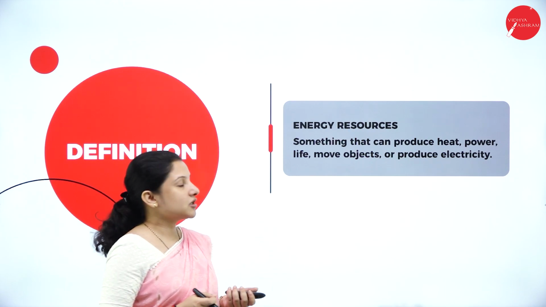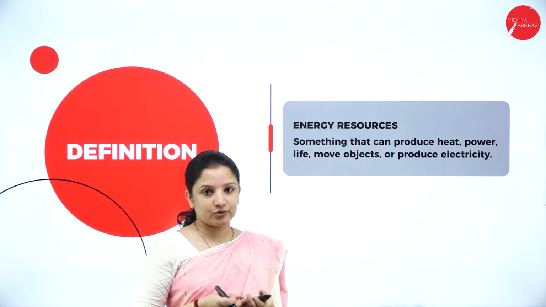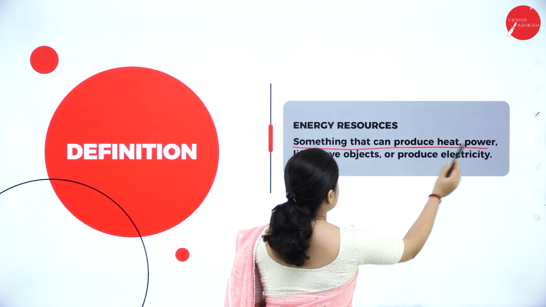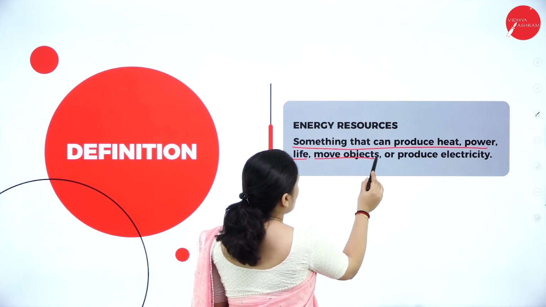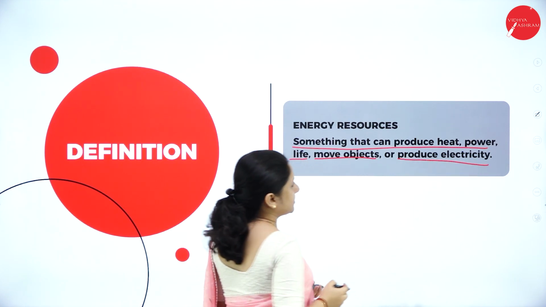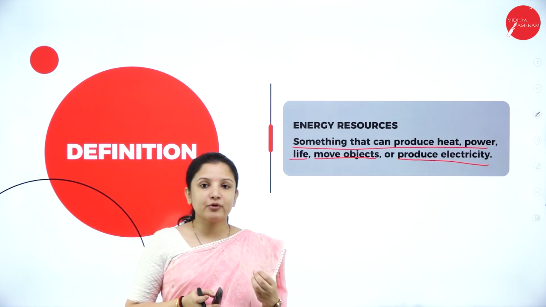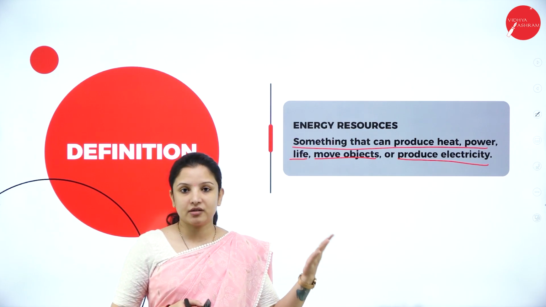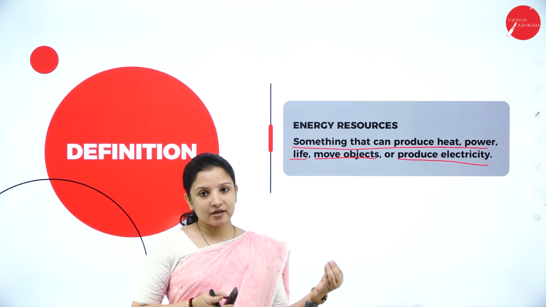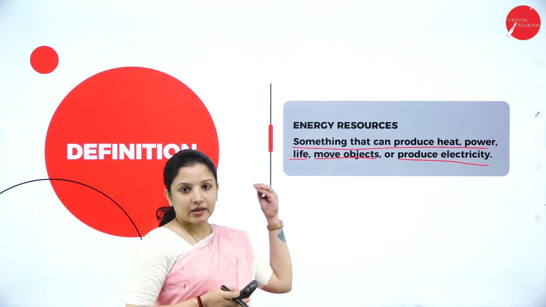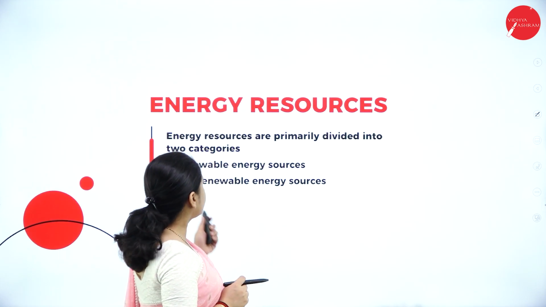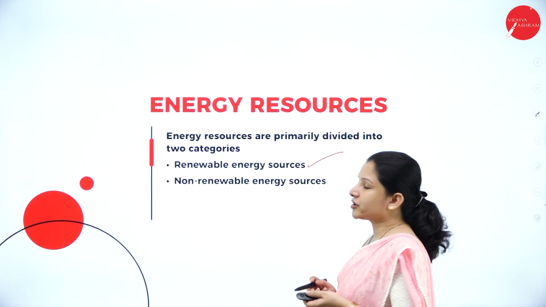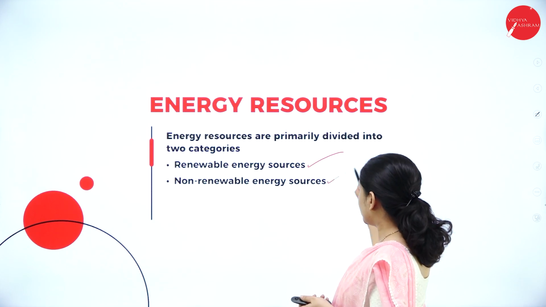So talking about energy resources, what is an energy resource? The definition of energy resources: something that can produce heat, power, life, move objects or produce electricity. So anything that is capable of generating power or heat so that we can use it for some other purpose, that is nothing but energy resources. Energy resources are primarily divided into two types: one is the renewable energy resources and the other is the non-renewable energy resources.